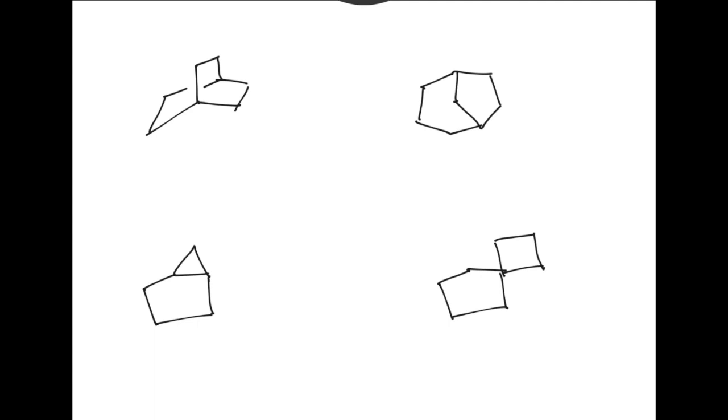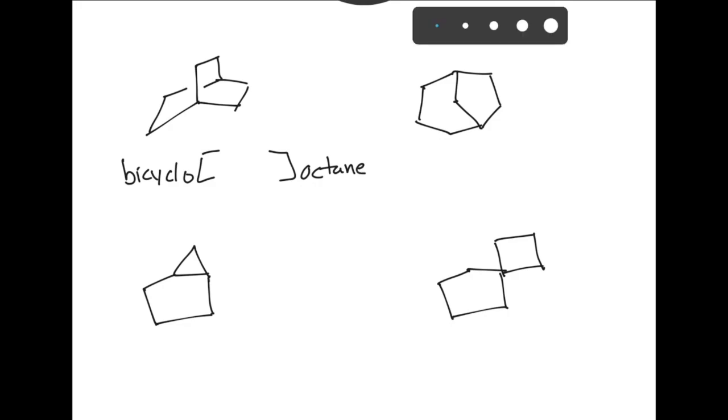Okay, so first one here, bicyclo or spiro as a prefix. Bicyclo. How many carbons? Octane. And then shared to shared. What do we got? 2, 2, 2.